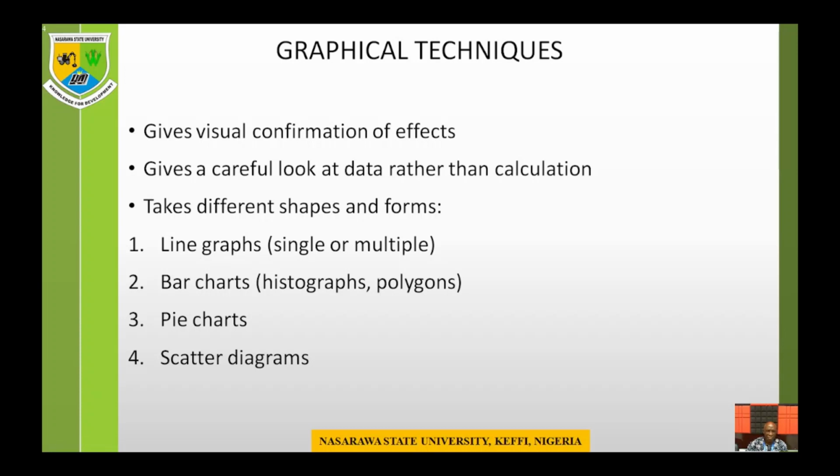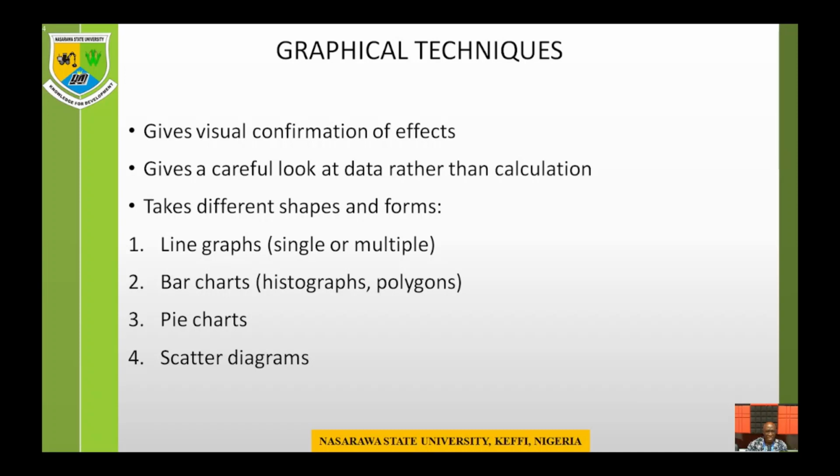For example, we have the line graphs, which could be single line or multiple line graphs. In a single line graph, you have a line joining points, just a single line running through points, and as the line is observed, we may be able to look at the relationship at those points that are being joined by the line. We could have multiple lines, meaning more than one line on a graph, but they are all referred to as line graph as long as a line is involved in joining points.